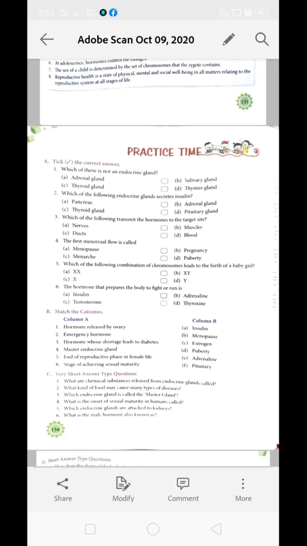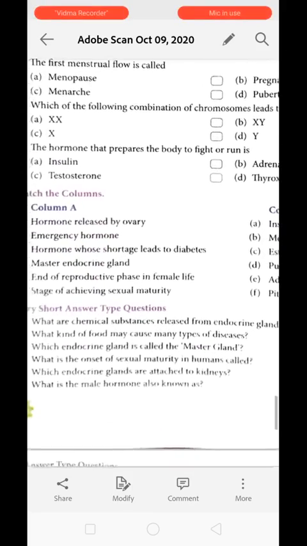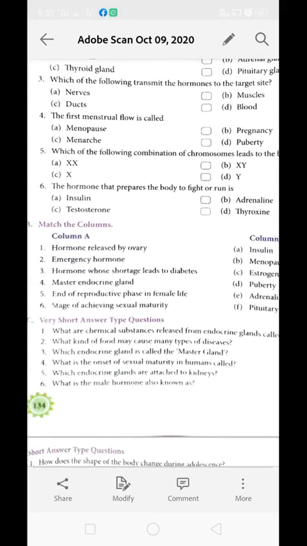Now C. Short answer type questions. The first question is, what is the chemical substance released from endocrine glands? It is called a hormone. Second, what kind of food may cause many types of diseases? Unbalanced diet and contaminated food can cause diseases. Next, third question, which endocrine gland is called the master gland? It is the pituitary gland.